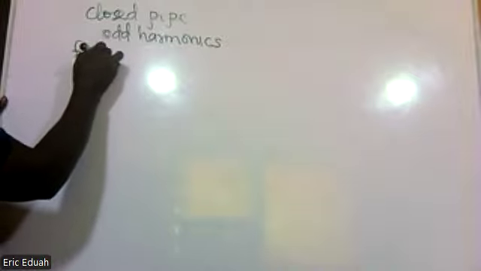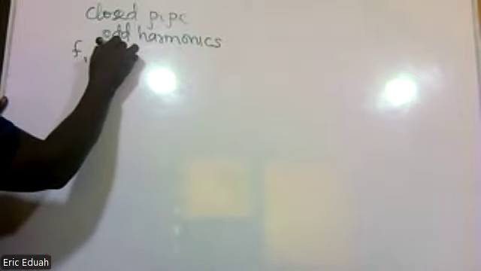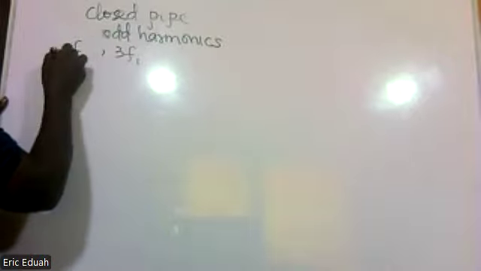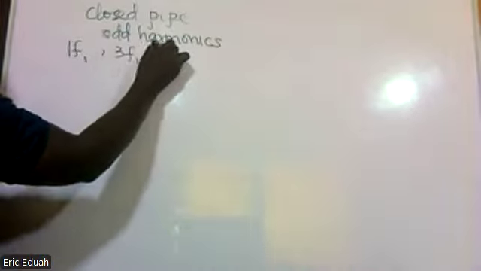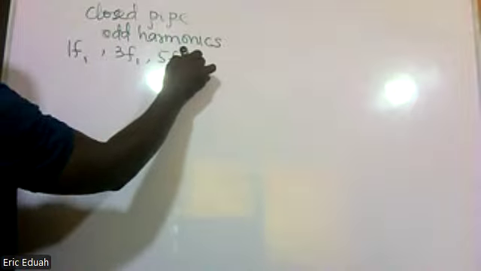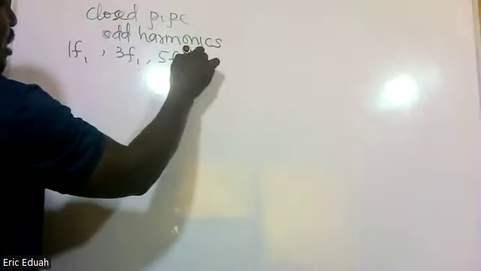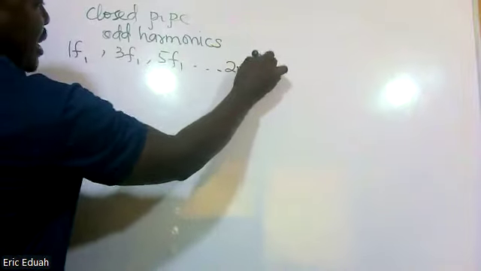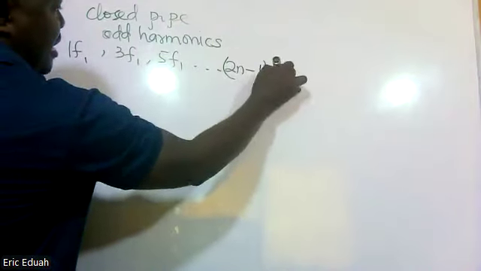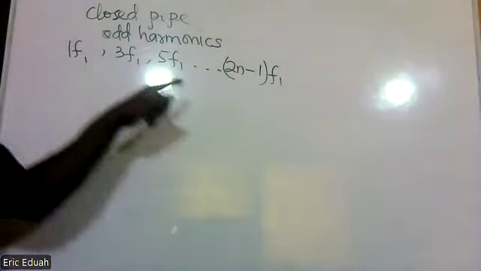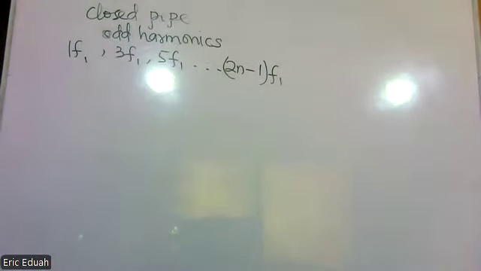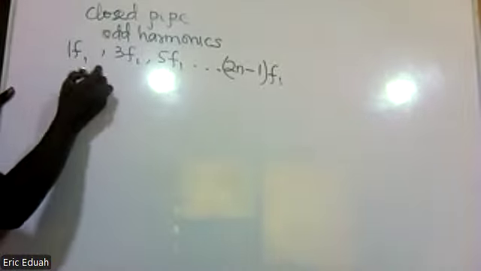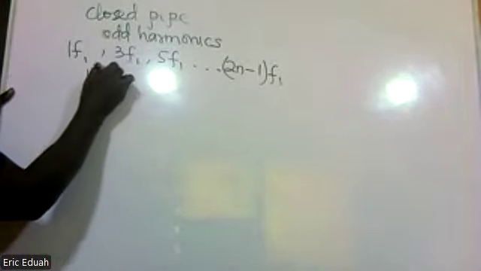F1, the next 3F1, 5F1, up to (2n minus 1)F1. These are the harmonics. And the coefficients go 1, 3, and so on.